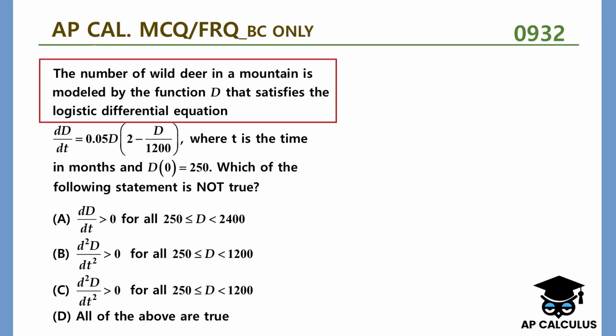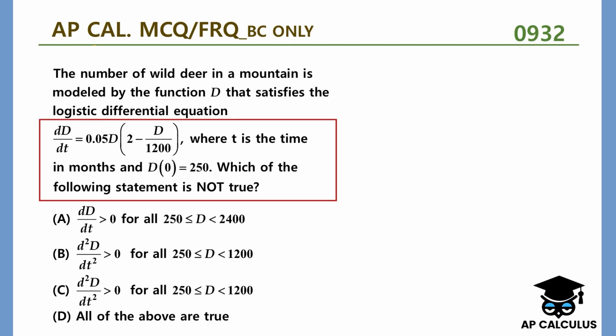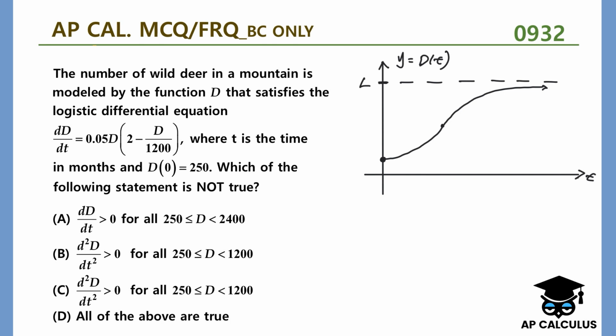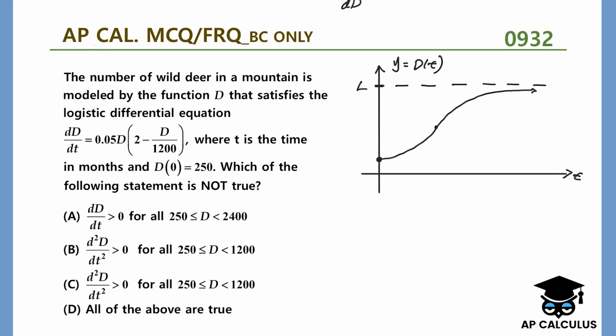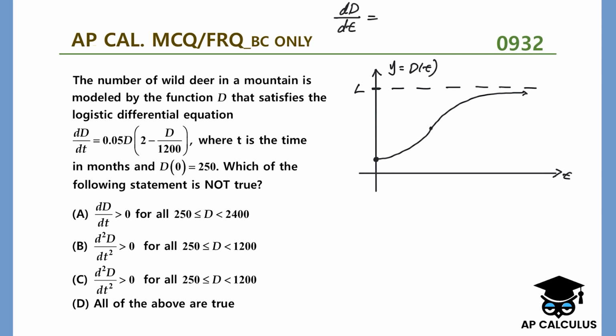Question 932. The number of wild deer in a mountain is modeled by the function d that satisfies this logistic differential equation, where t is the time in months and d of 0 is 250. Which of the following statements is not true? Okay, our logistic differential equation is dd/dt equals some constant k times d times (carrying capacity L minus d), where the population of wild deer is d.